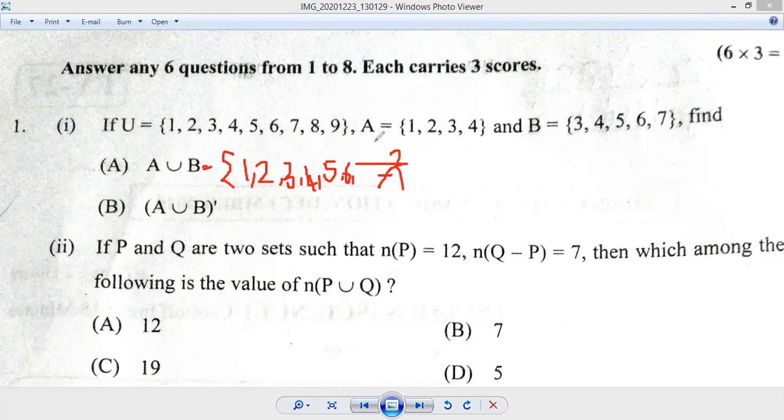We have to combine the elements in A and B and write it together. Here we can see that the elements 3 and 4 are common to both. So we need only to write it once. Okay. So set 1, 2, 3, 4, 5, 6, 7 forms the A union B.